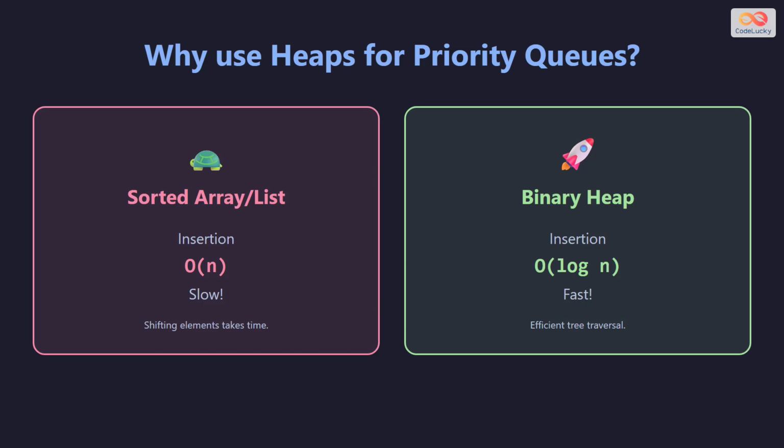Why do we use heaps to implement priority queues? It comes down to performance. If we used a sorted array, inserting a new element would be slow because we would have to shift everything over. A binary heap allows us to insert and remove elements in logarithmic time, which is significantly faster for large datasets.